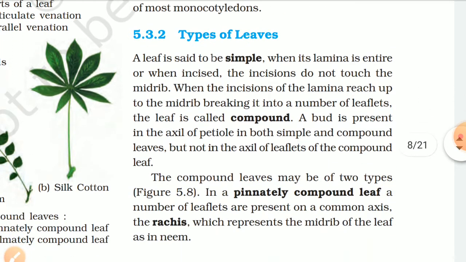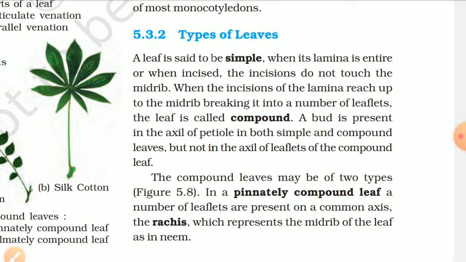5.3.2 Types of leaves. A leaf is said to be simple when its lamina is entire or when incised, the incisions do not touch the midrib. When the incision of the lamina reaches up to the midrib, breaking it into a number of leaflets, the leaf is called compound. A bud is present in the axil of the petiole in both simple and compound leaves, but not in the axil of a leaflet of a compound leaf.